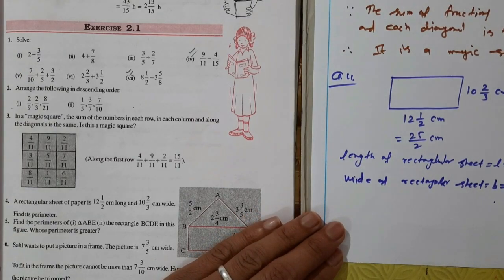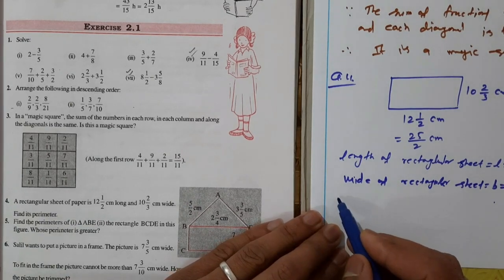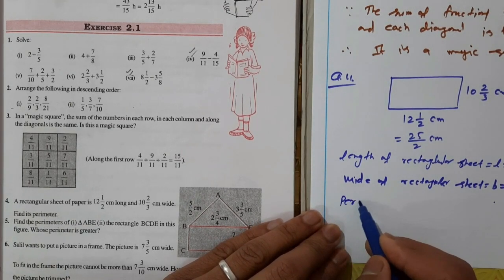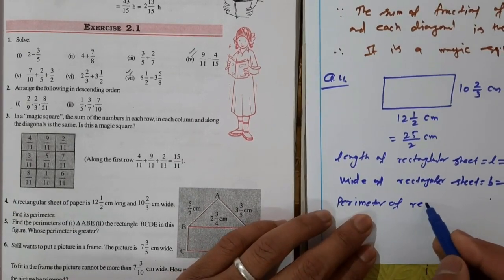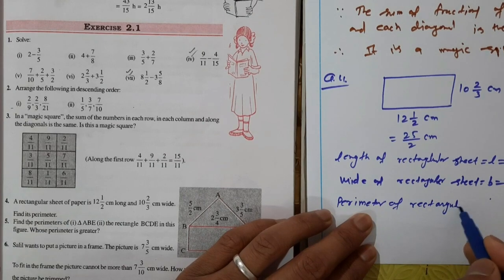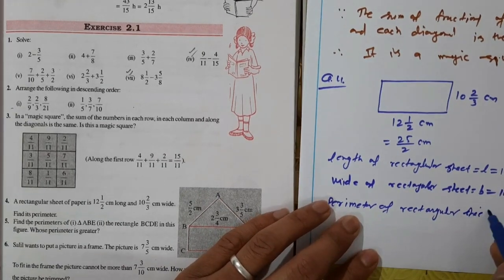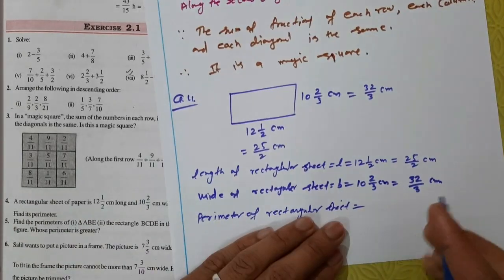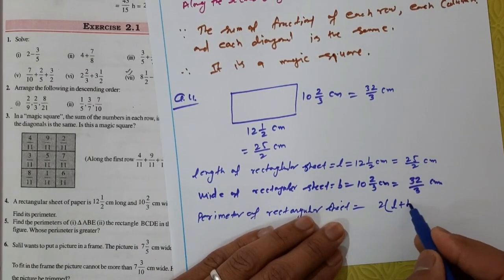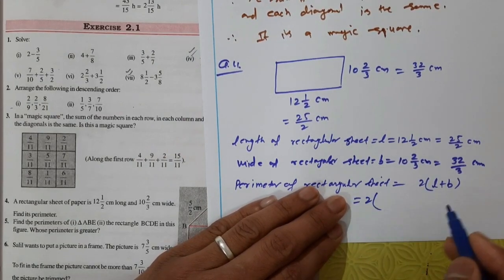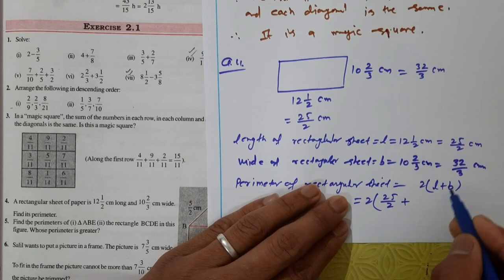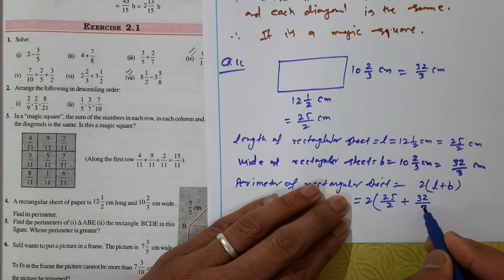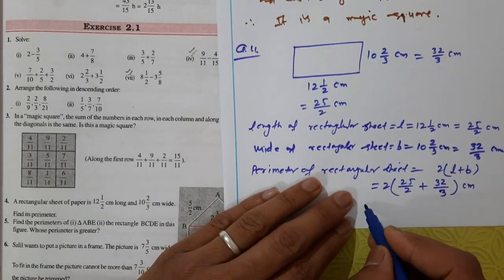Now the perimeter of a rectangle is 2 into length plus breadth. So the perimeter of the rectangular sheet equal to twice length plus breadth. Here length is 25 upon 2 and breadth is 32 upon 3 cm.